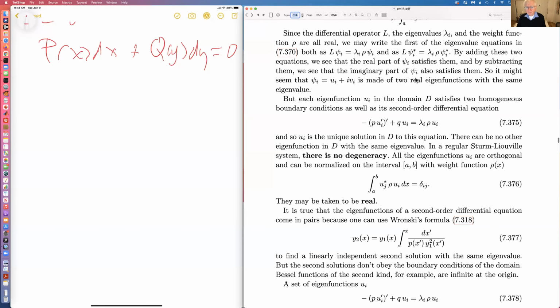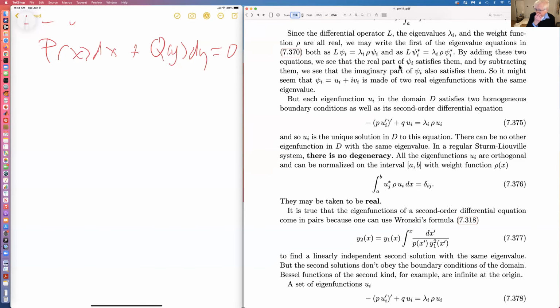And now the differential operator is real, the eigenvalues are real, the weight function is real. So if we have this eigenvalue equation, the complex conjugate gives us that. So that tells us that both psi and its complex conjugate solve this equation with the same eigenvalue. And then that means that the real part of psi satisfies it, but so does the imaginary part. And so we have effectively two real eigenfunctions with the same real eigenvalue.